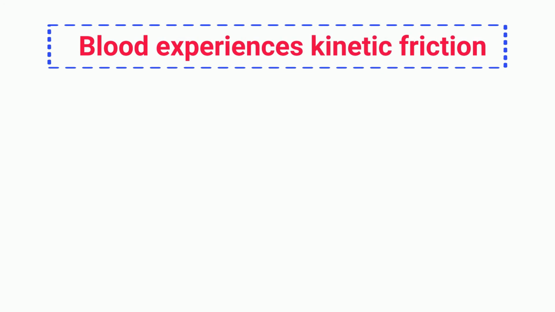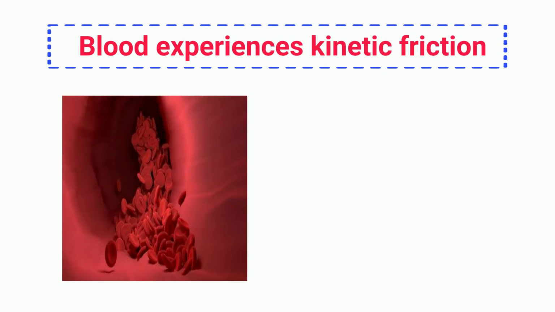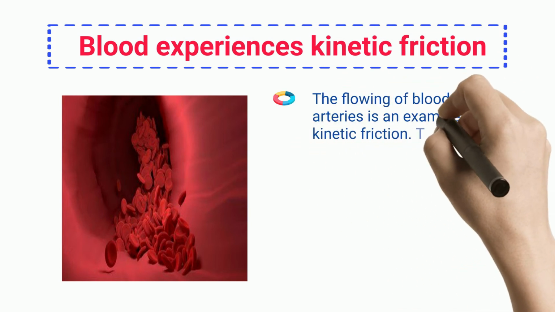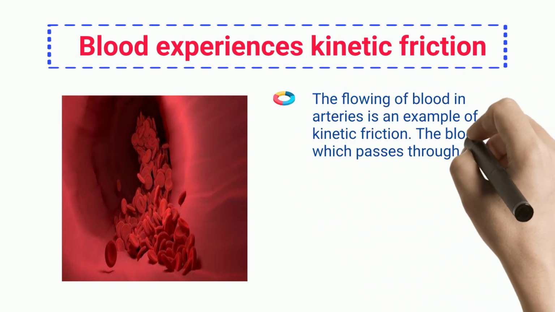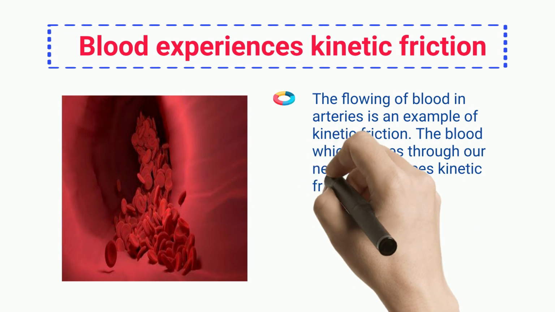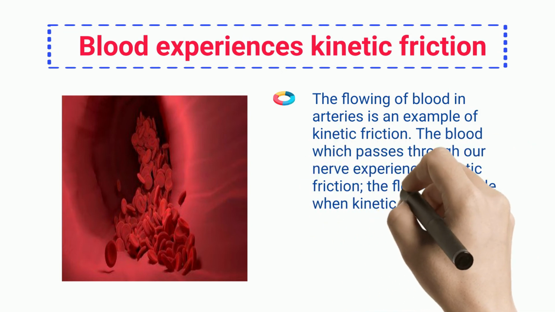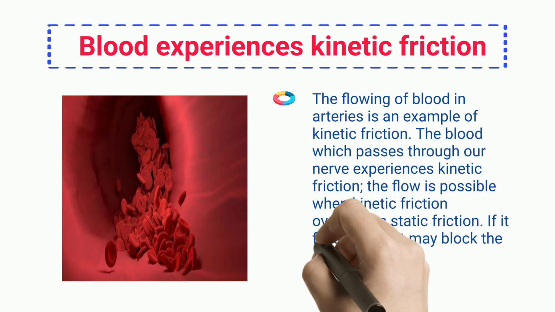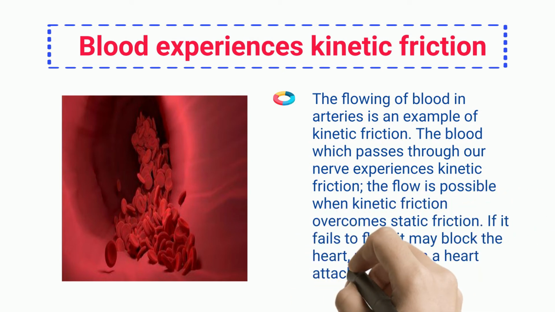Blood experiences kinetic friction. The flowing of blood in arteries is an example of kinetic friction. The blood which passes through our nerves experiences kinetic friction. The flow is possible when kinetic friction overcomes static friction. If it fails to flow, it may block the heart, resulting in a heart attack.